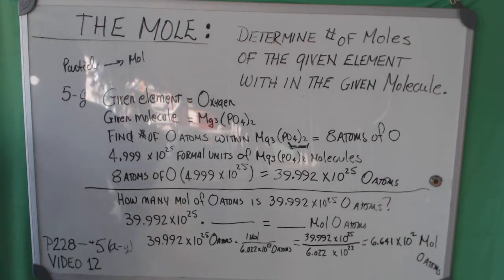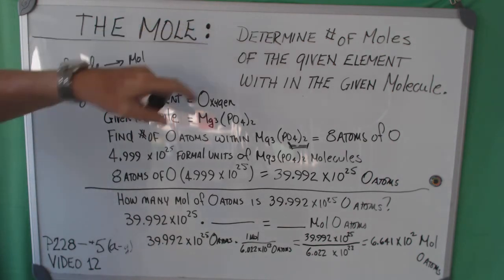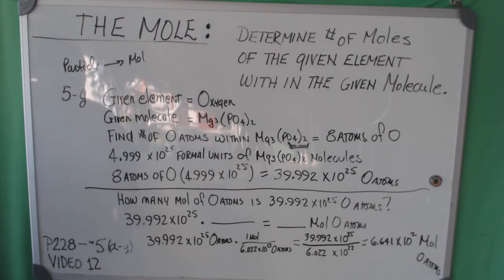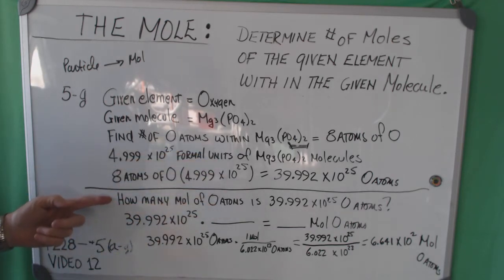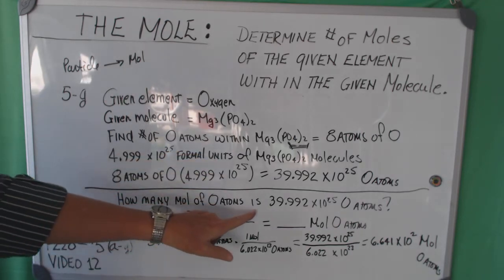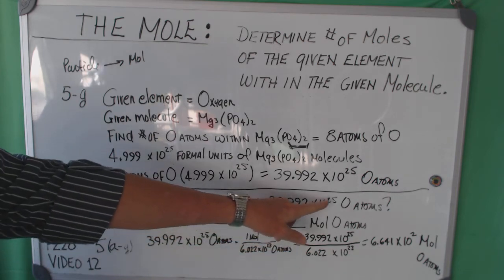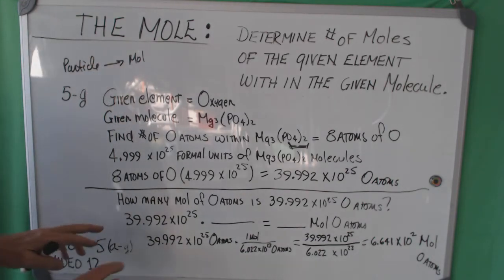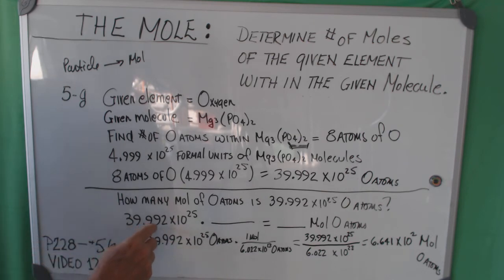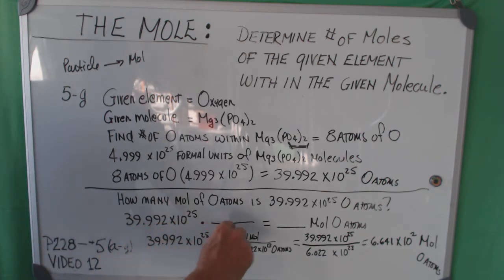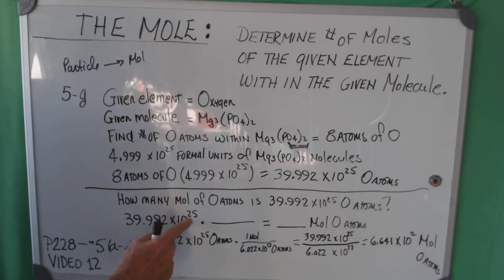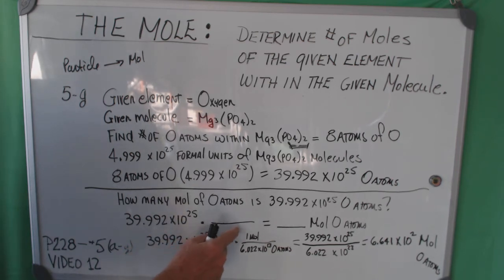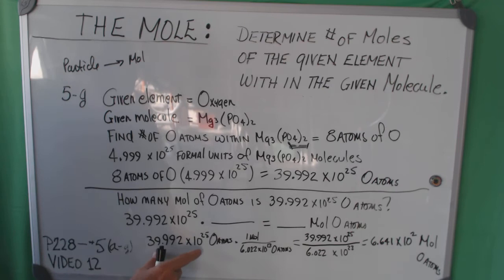So now I have a number of particles, and this wants me to find out how many moles the atoms make up. So I simply start my new question. How many moles of oxygen atoms is 39.992 times 10 to the 25th oxygen atoms? That's the quantity of particles that I have. So I write that down first: 39.992 times 10 to the 25th times some conversion factor, which I have to figure out. Since this is going to be oxygen atoms, I would like to have particles in the bottom here with moles on the top, and that's what I did on the next step.